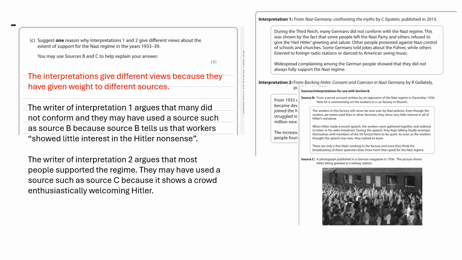So we're going to repeat ourselves. What does the writer of Interpretation 1 argue? And what source have they used? What does the writer of Interpretation 2 argue? And what source do they use? So this feels repetitive because you will have already explained what the interpretations argue in question 3b. But remember, it doesn't matter if we're repetitive because every question is marked discretely.